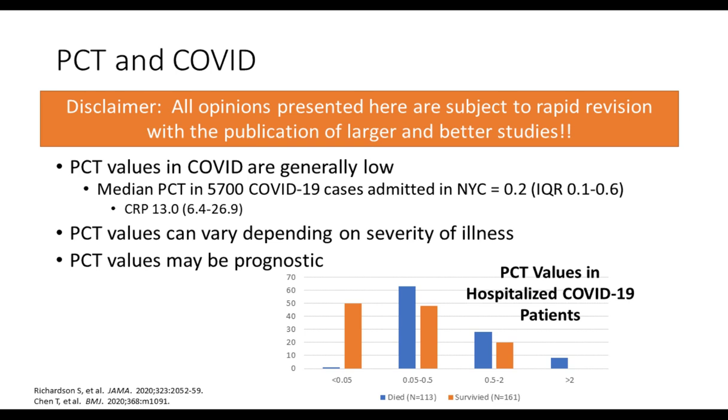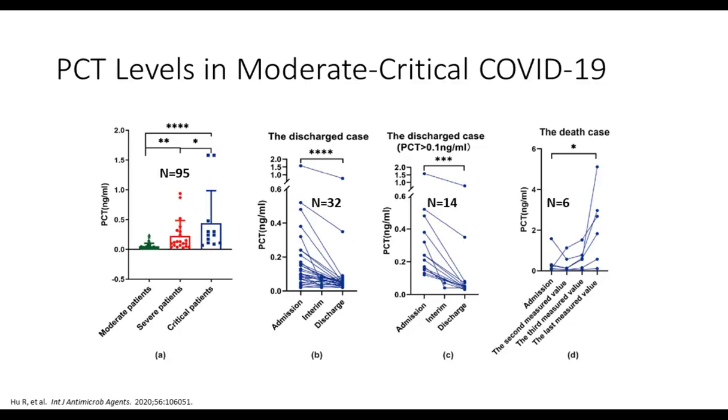But this is just some data from hospitalized patients with COVID. It was a much larger population, but a big chunk of it they didn't have final outcomes on, and so this is what they had. What you can see is those who survived generally had lower procalcitonin values. Those who died generally came in with at least some mild elevation.